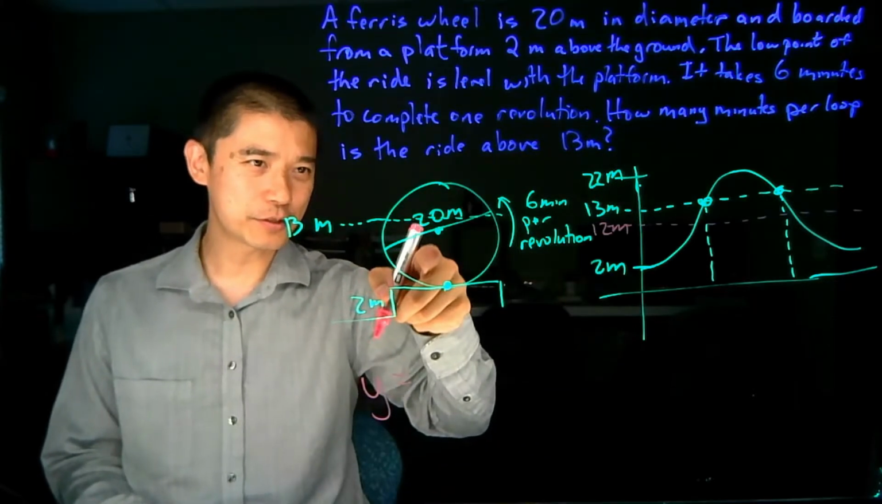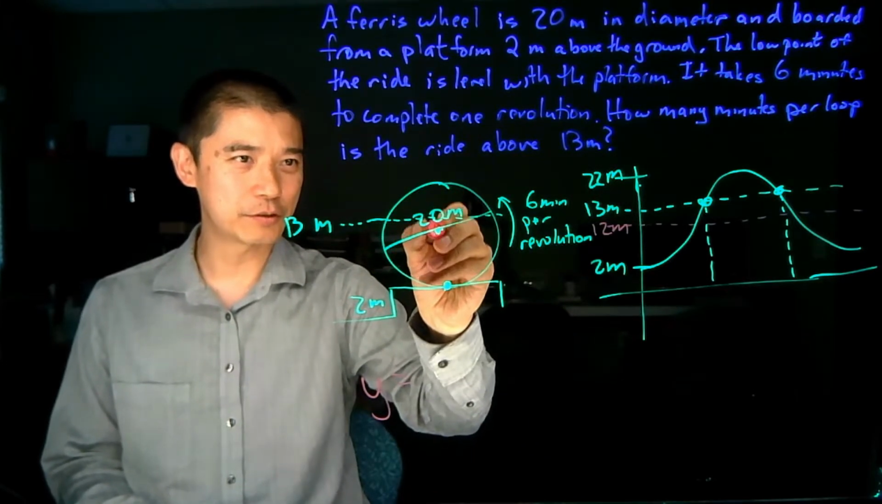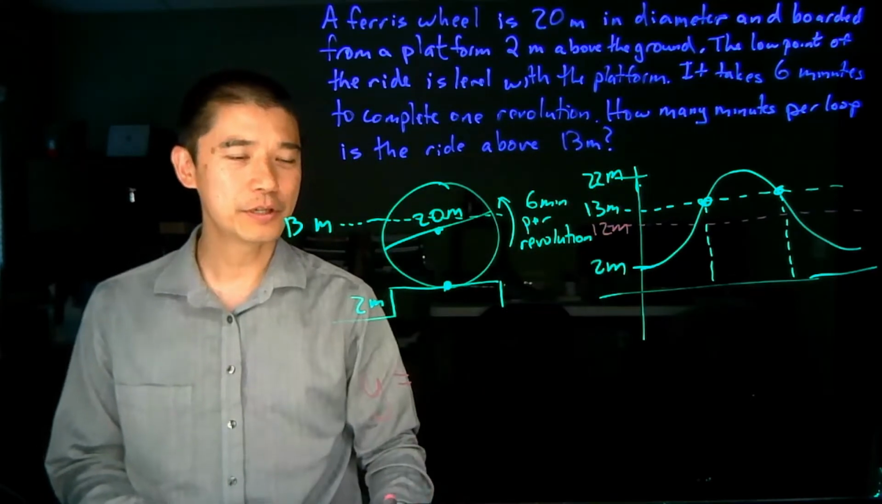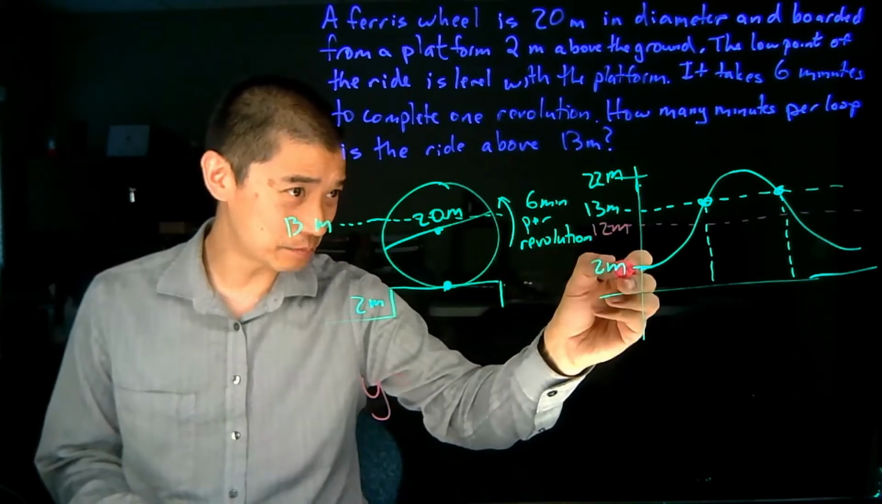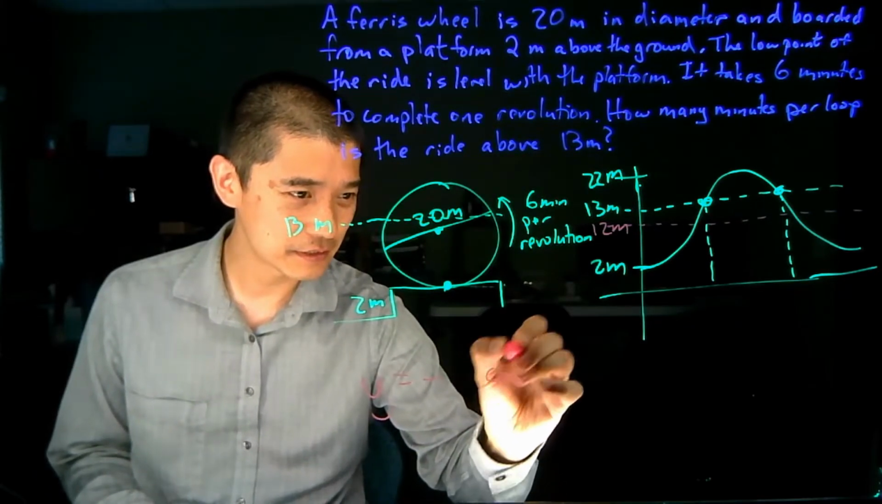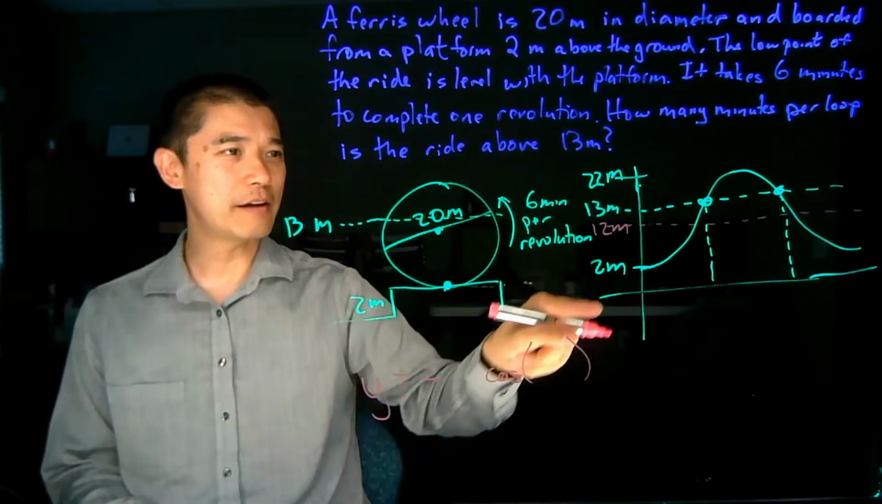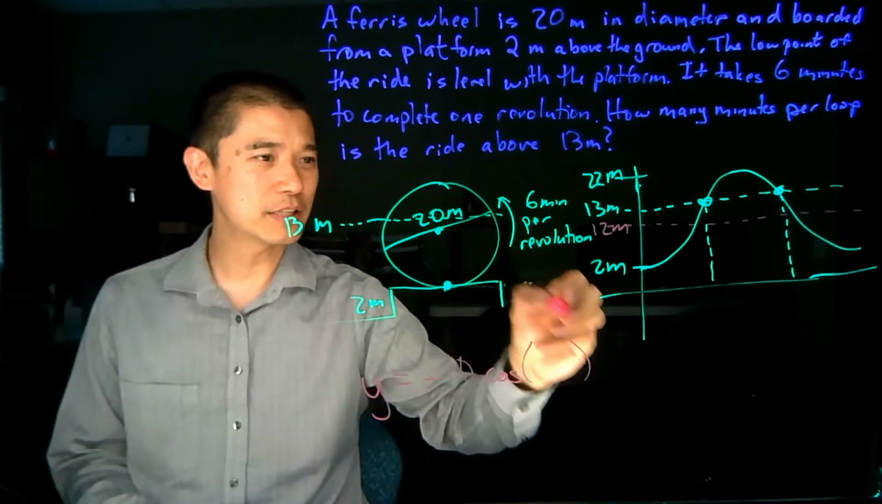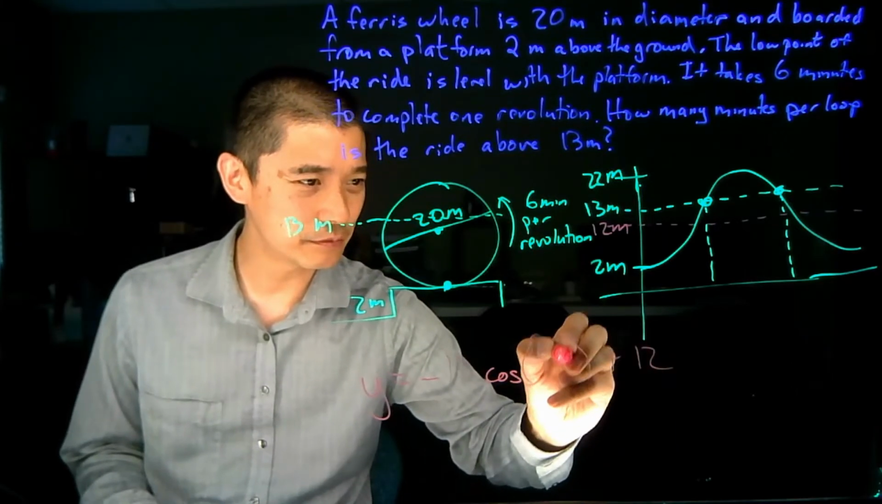Our amplitude is going to be 10, because from the center to the top or center to the bottom is going to be 10, so 12 to 22 or 12 to 2. And they're going to have a graph that starts from the bottom, so it's going to be a negative cosine. And we have our amplitude was 10, so negative 10 cosine something. The midline was 12, so this will be a plus 12.